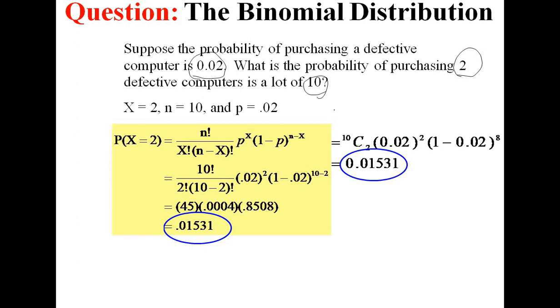Or else we can use the formula nCx, p power x, 1 minus p power n minus x. So n is 10, x is 2, p is 0.02. Substitute inside, we can get 0.01531, which is the same as this one.